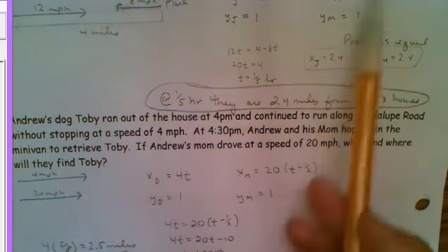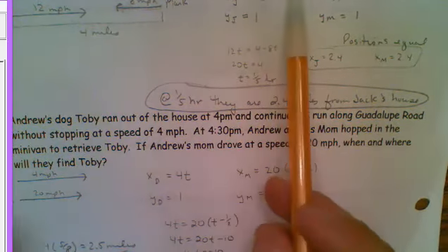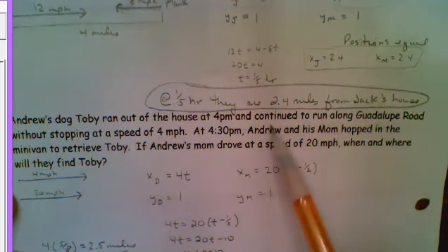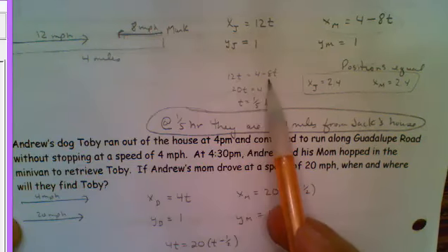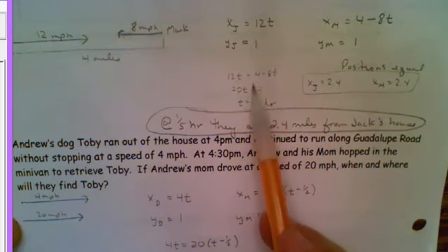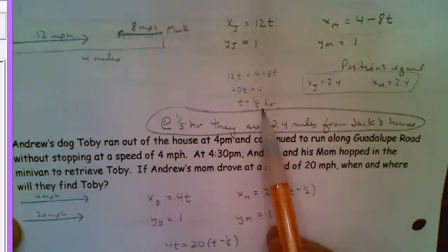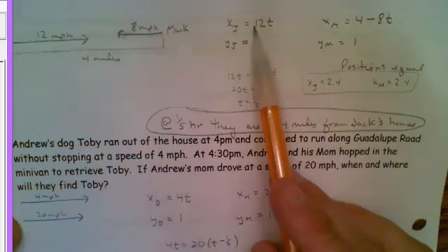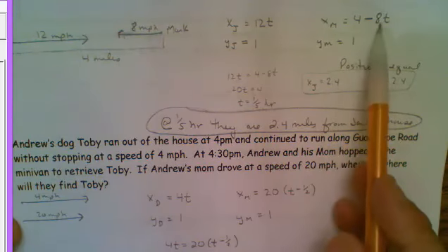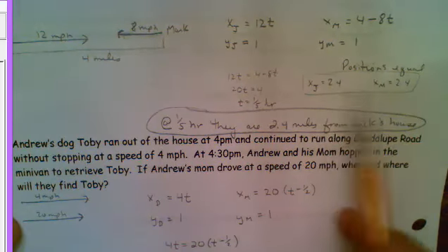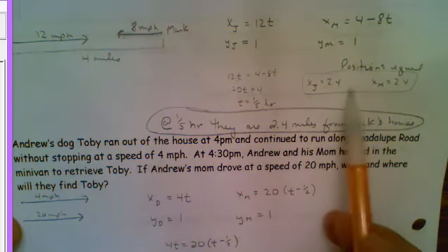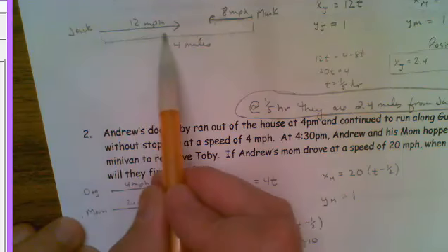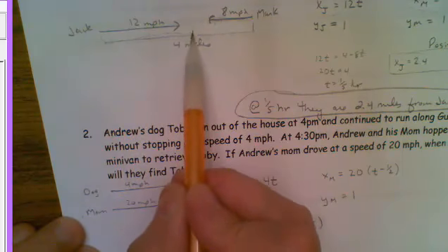Then the question was, when and where will the boys meet? I want to know when the x's are going to be the same. So I set this x equal to that x, solved for t, and got a fifth of an hour. Then I put that back in: 12 times a fifth, and 4 minus 18 times a fifth. They were both at a position of 2.4, which means from where Jack started, it was 2.4 units. That's where they meet.